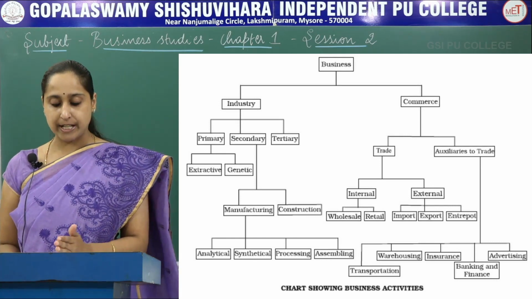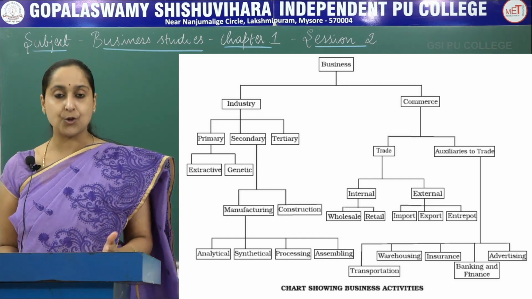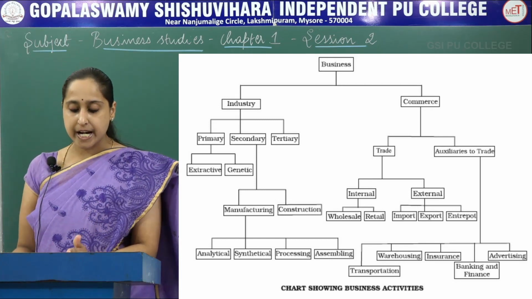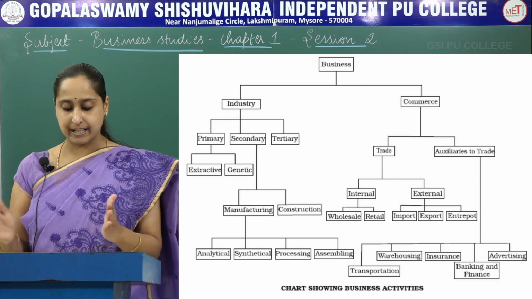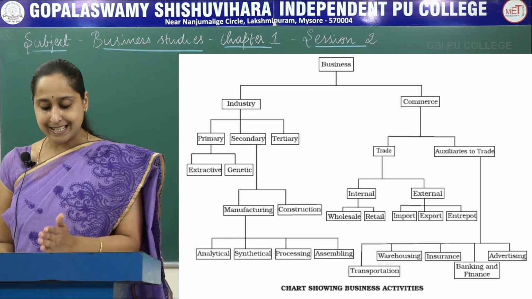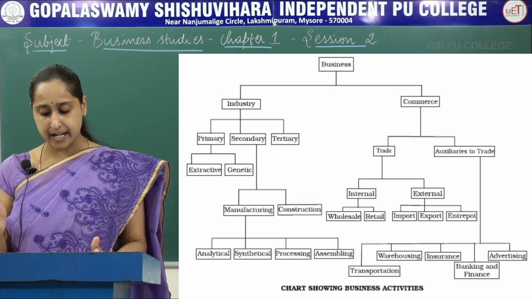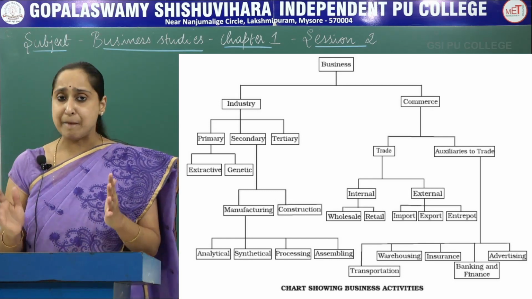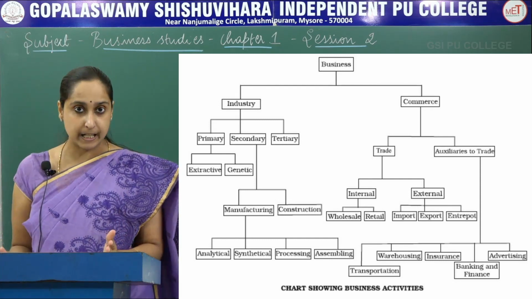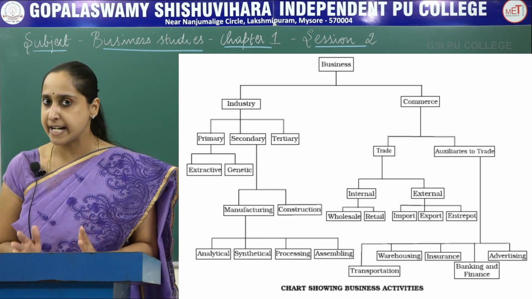Under industry, you can see it is divided into three categories: primary industry, secondary industry and tertiary industry. Under primary industry, again it is divided into two: extractive and genetic. Under secondary industries, it is classified as manufacturing and construction. Under manufacturing, there are four types: analytical, synthetical, processing and assembling. So this comes under industry.